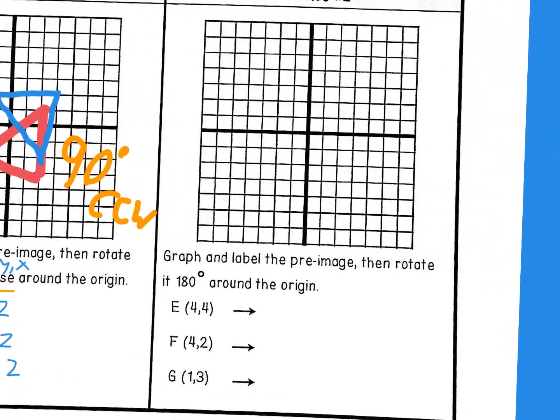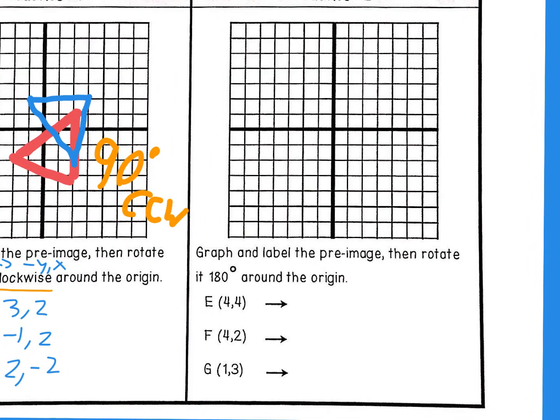Practice number 2, similar sort of thing, except now instead of a clockwise or counterclockwise rotation, we're going 180 degrees. 180 degrees means we're going to take our xy, and it'll become negative x, negative y, such that our E value of (4, 4) will become (-4, -4). F of (4, 2) will become (-4, -2). And G of (1, 3) will become (-1, -3).